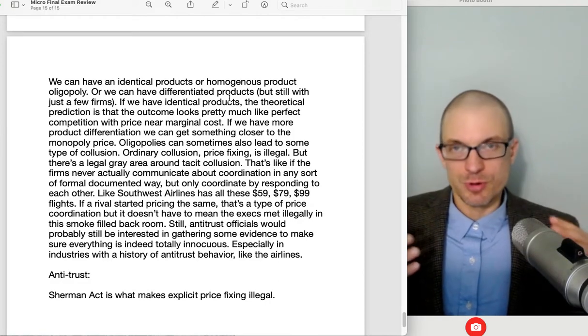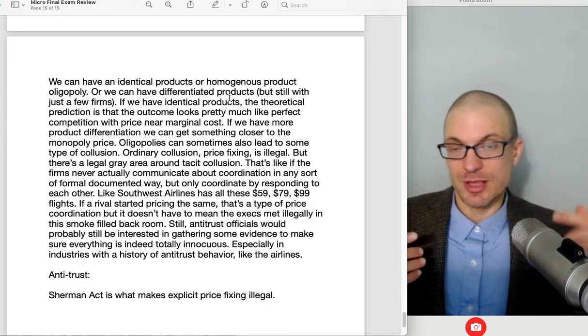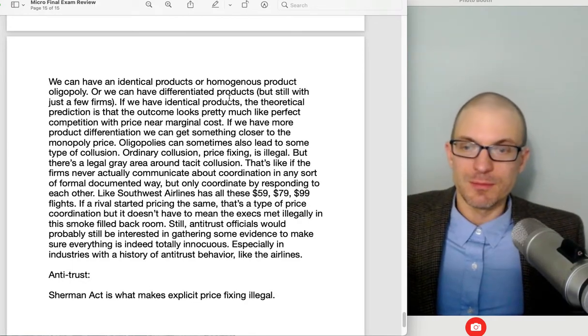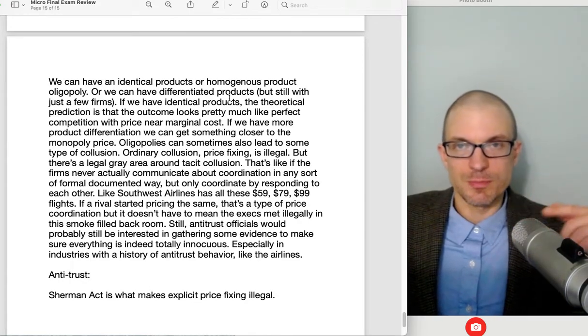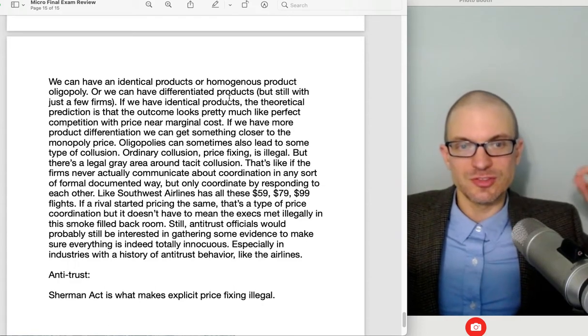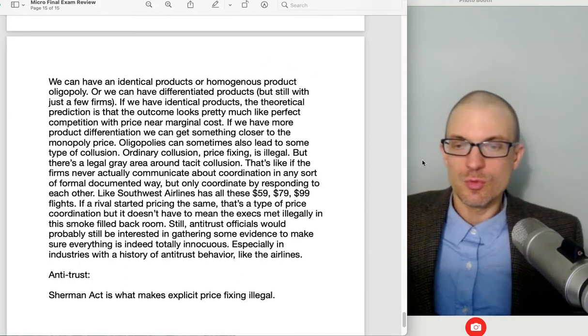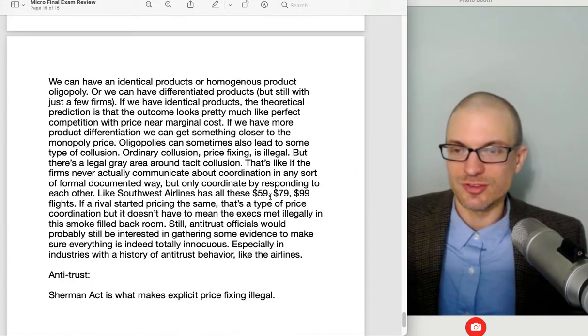Large meaning pretty responsive, pretty elastic, because it's easy to go between one airline or the other, for instance. And positive, meaning that they're substitutes, that if price of one rises, the quantity demanded of the other rises because people pursue the substitute when one good's price rises.